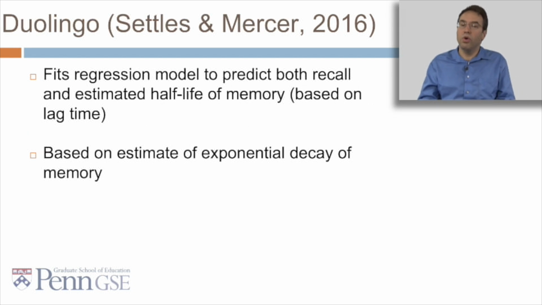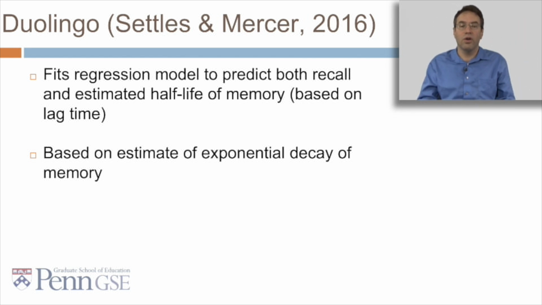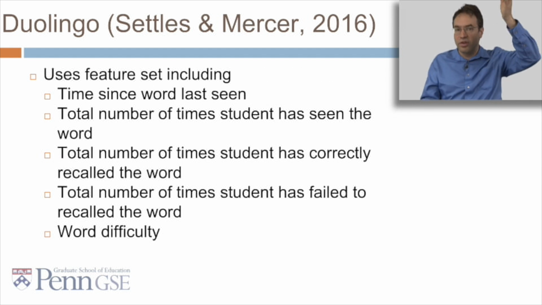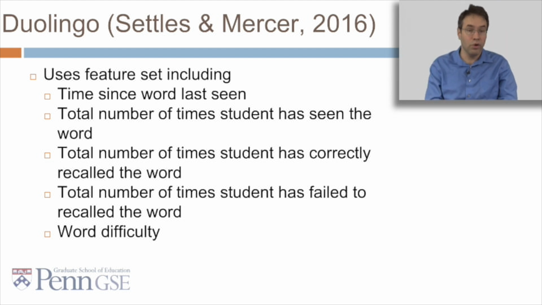Also very recently, Duolingo, you've probably heard of it, like 6 million people have used it to learn a language, fits a regression model to predict both the recall and the estimated half-life of memory based on the lag time. It's based on an estimate of the exponential decay of memory. But Duolingo does this calculation not based on the kind of complex algorithms that are recursive or iterative in nature, like seen in Pavlik or Moser, but instead uses a feature set including the time since the word last seen, total number of times the student's seen the word, total number of times the student correctly recalled the word or failed to recall the word, and the word difficulty. So it tries to capture some of the same ideas as DASH in a formulation that is quicker to implement, quicker to run in real time.